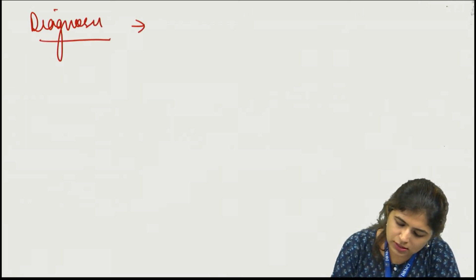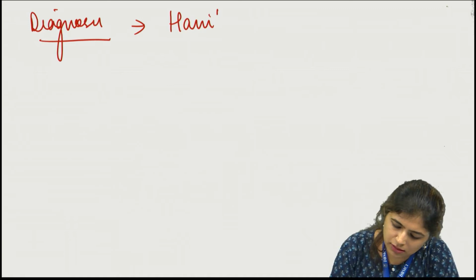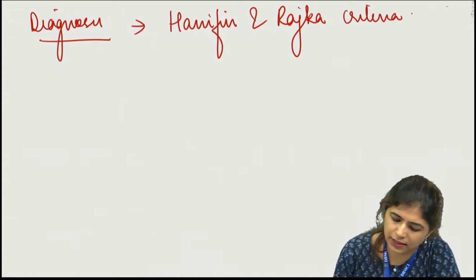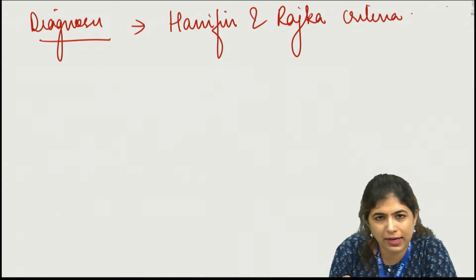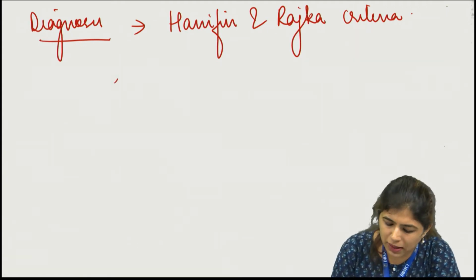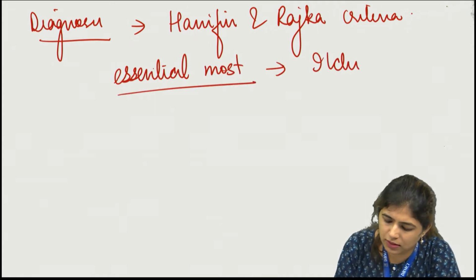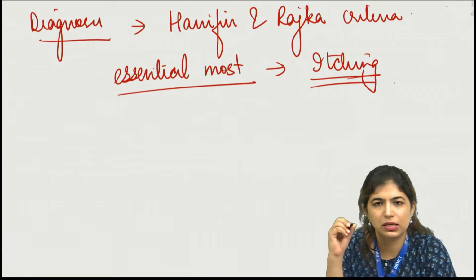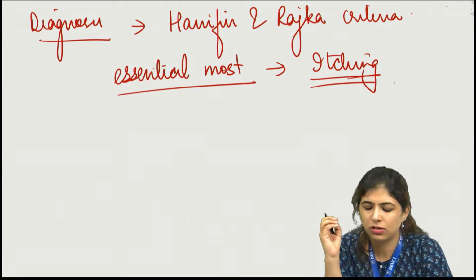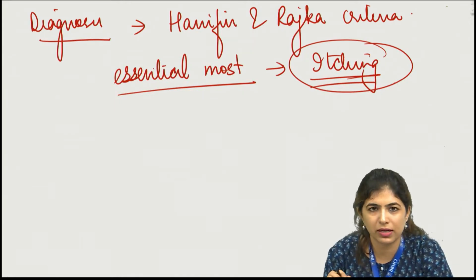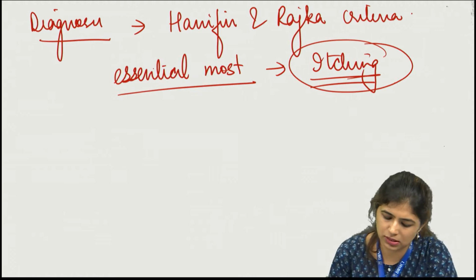The diagnosis is by the Hannifin and Rajka criteria. You need not know the criteria in detail, but the most essential feature required for diagnosis is itching. Whatever be the stage of the lesion, whatever be the age of the patient, itching is the most essential criteria. Without itching, you cannot make a diagnosis of atopic dermatitis.